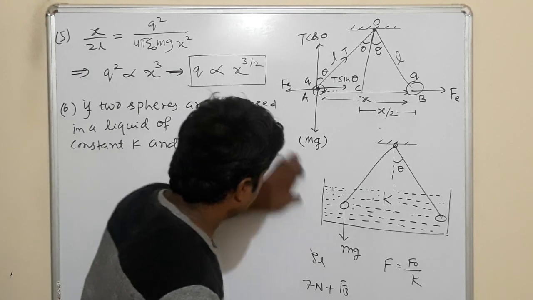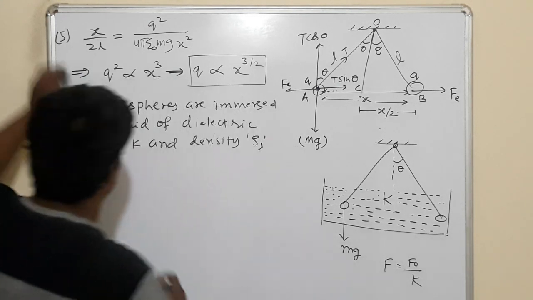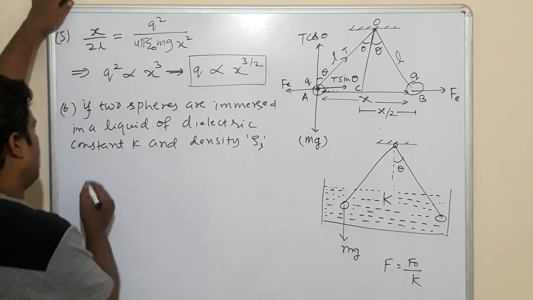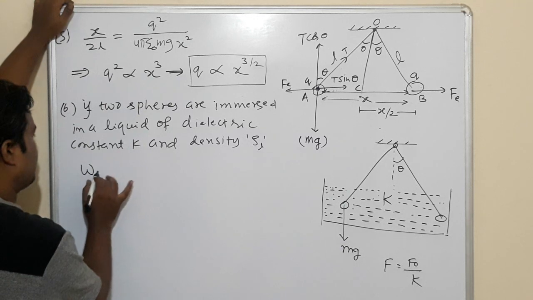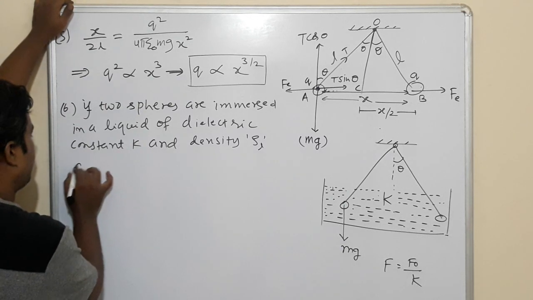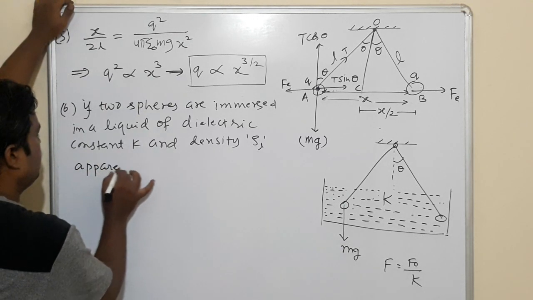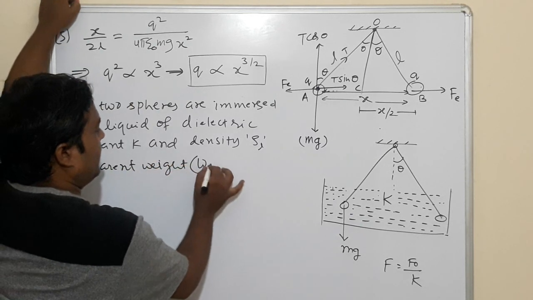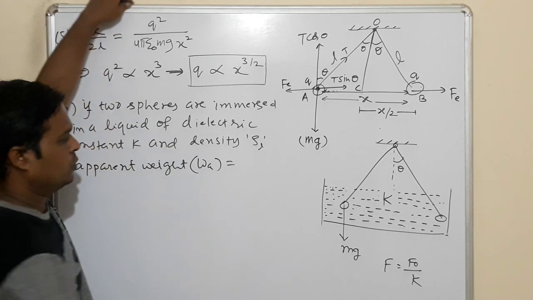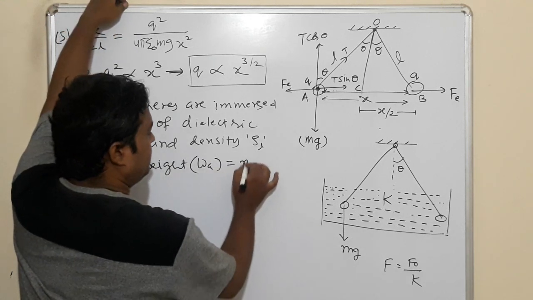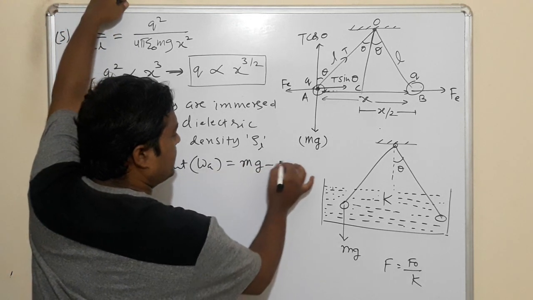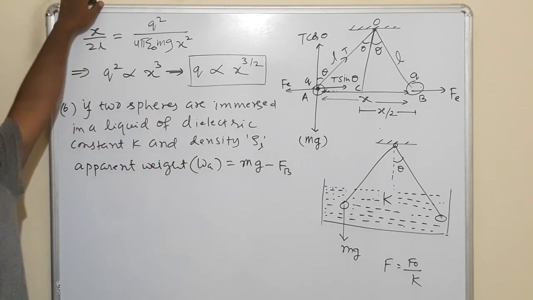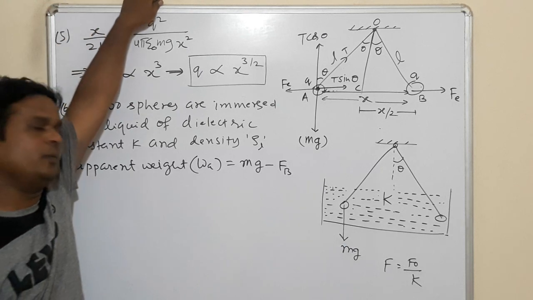See, according to Archimedes principle, a buoyant force will act in the opposite direction. What do you mean by apparent weight? How will you calculate apparent weight? Apparent weight is equal to real weight minus buoyant force. And the question comes, how to calculate the buoyant force?